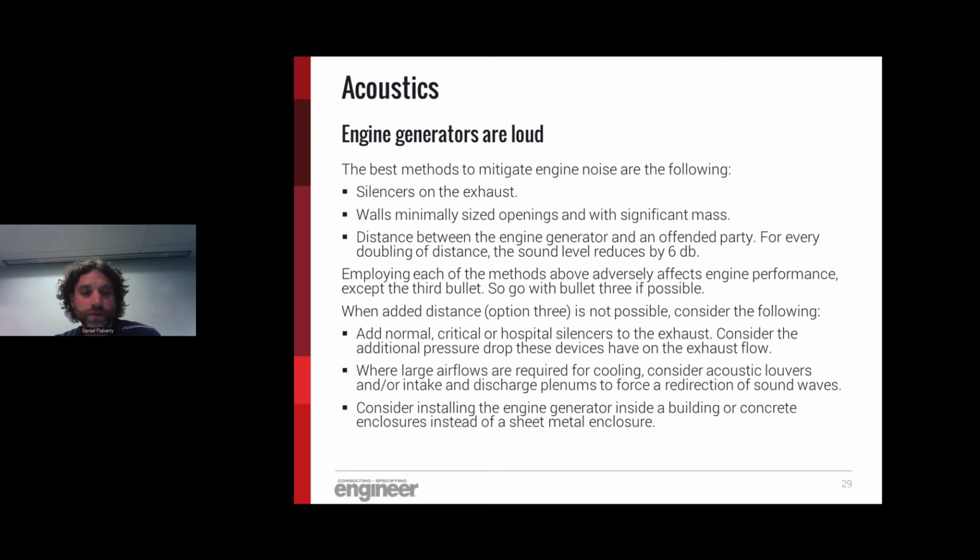Some items to consider when implementing those is adding normal, critical or hospital silencers to the exhaust. Consider the additional pressure drop these devices have on the exhaust flow. Where large airflows are required for cooling, consider acoustic louvers and their intake and discharge plenums to force a redirection of sound waves. And lastly, consider installing an engine generator inside a building or concrete enclosure instead of sheet metal enclosures to mitigate sound. Now I'll pass it over to Brian.